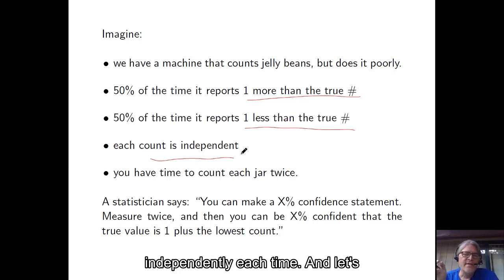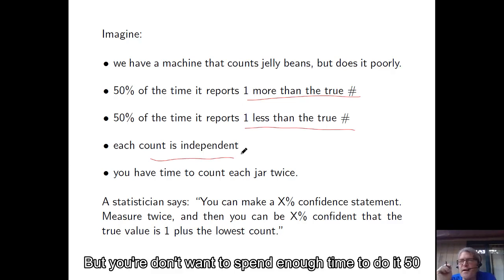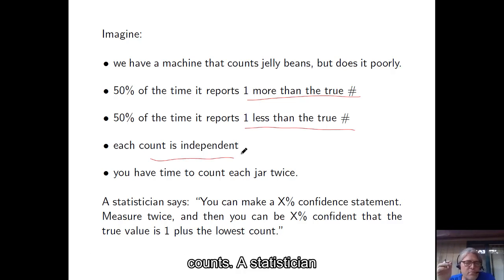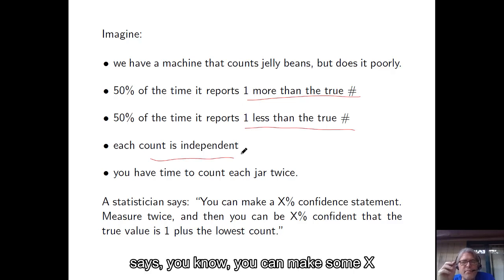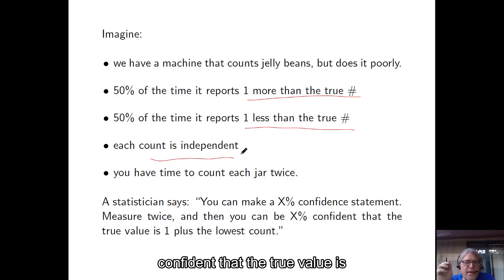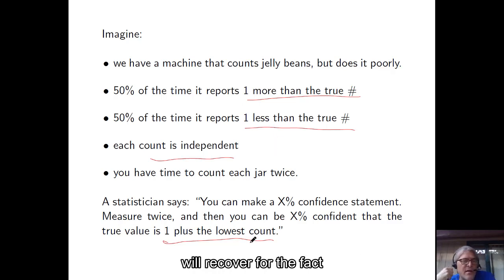And let's say that you have the inclination to count the jar of jelly beans twice, but you don't want to spend enough time to do it 50 times or something. So you're just going to get two counts. A statistician says, you can make some X% confidence statement. If you measure twice, you can be X% confident that the true value is 1 plus the lowest count. So the idea is that you add 1 to the lowest count, and that'll recover for the fact that if you underestimate things, you're off by 1, so just adding 1 should account for that.